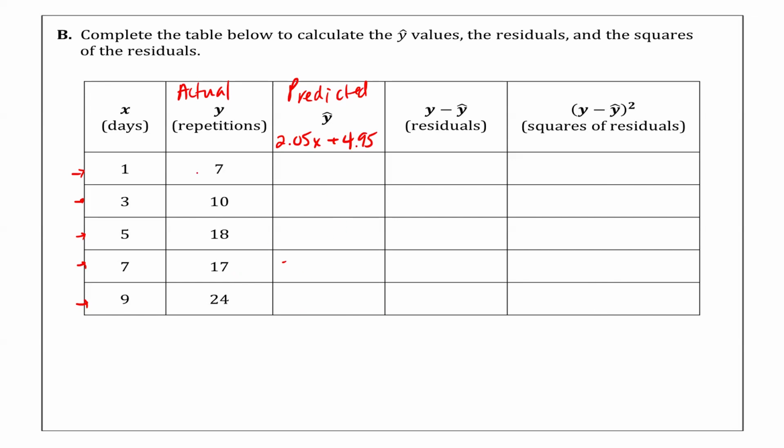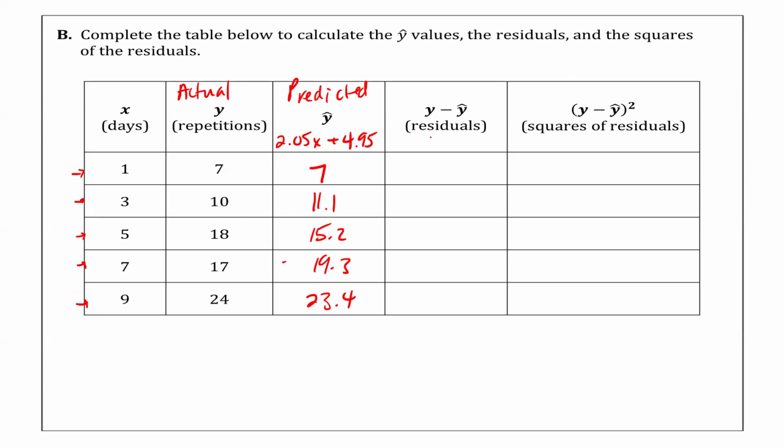All right, so for my predicted at x equals 1, what do I get? I still get 7, and we saw that from the graph, right? It didn't change. For my predicted at x equals 3, we got 11.1. What about for 5? 15.2. For 7? 19.3. And for 9, 23.4, okay?